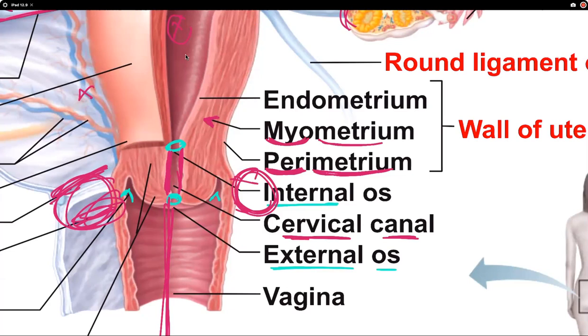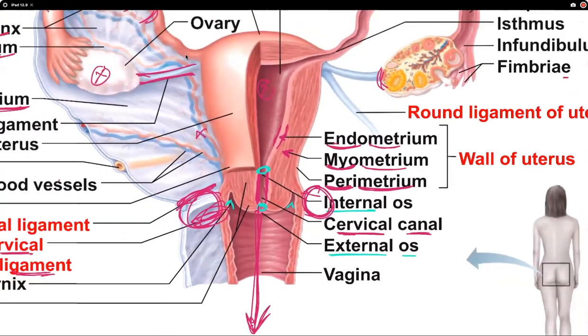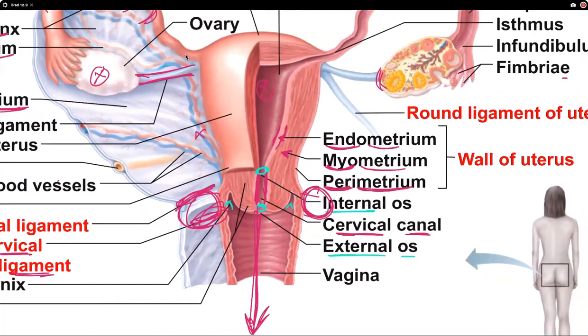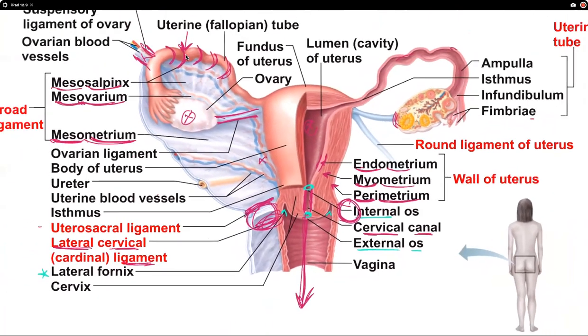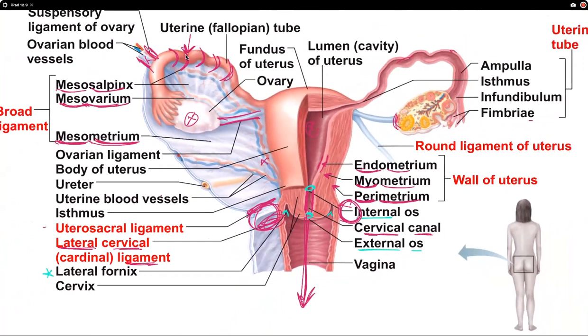To the inside of the myometrium, you've got the mucus lining of the uterus. On the inside of the uterus, we call it endometrium. So again, three layers forming the wall of the uterus. Those are my perimetrium, myometrium, and endometrium. You're gonna see multiple ligaments that will keep everything in place. We got first the ovarian ligament.